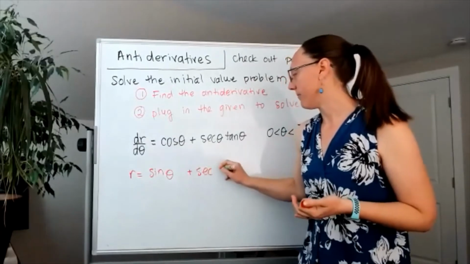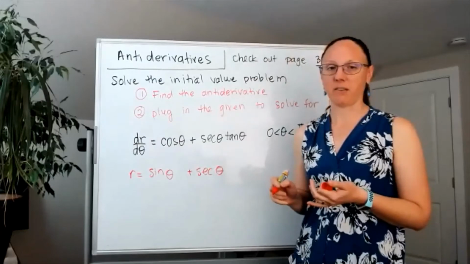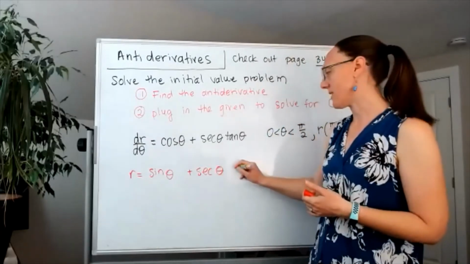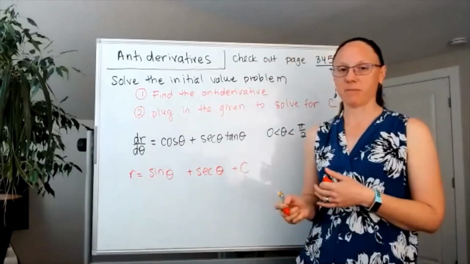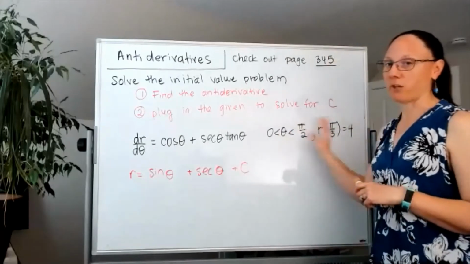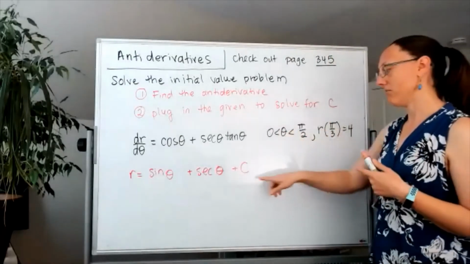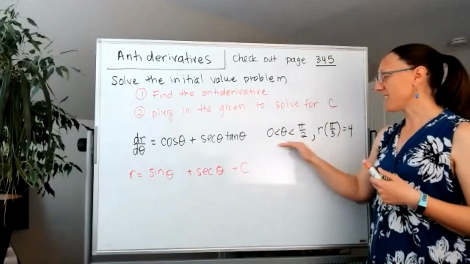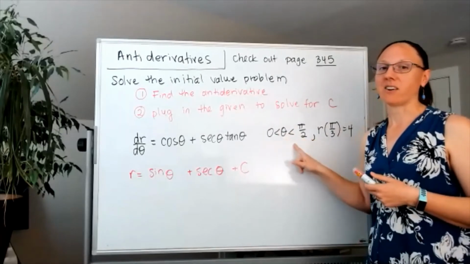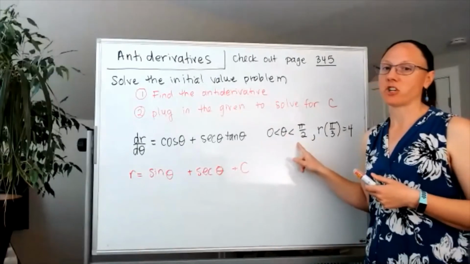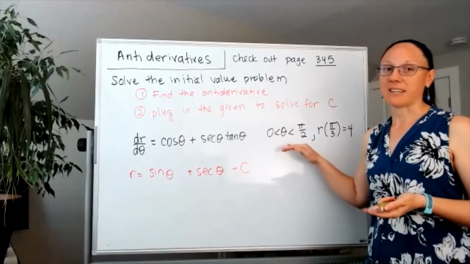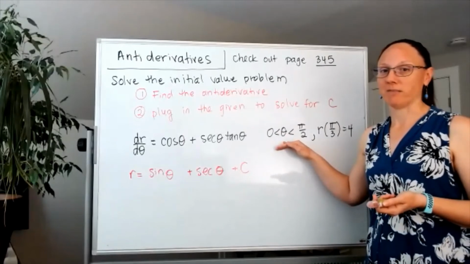And that one is secant theta. So there's my antiderivative, and I'm going to remember to tack on that plus c. The next step here is to use the information we were given to solve for c. This isn't terribly interesting, other than this guarantees me that all of my trig functions are positive, because this tells me I'm in the first quadrant.